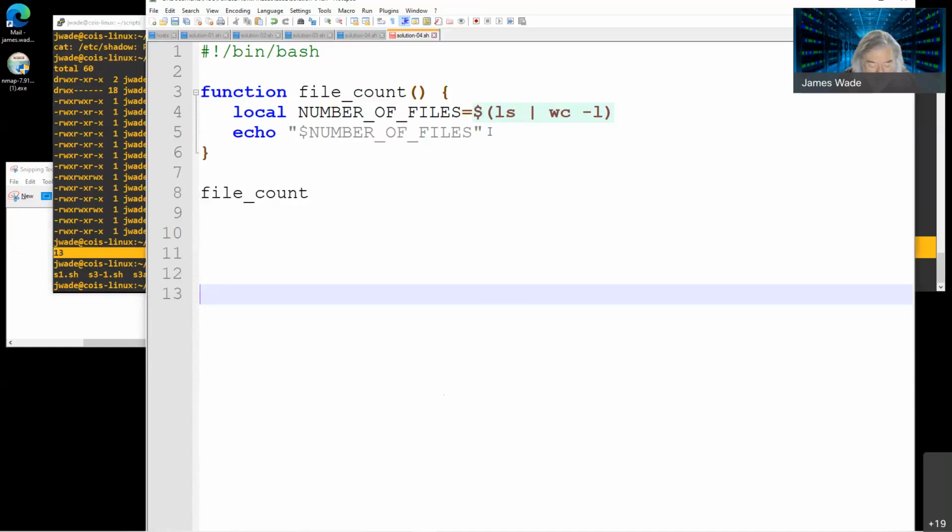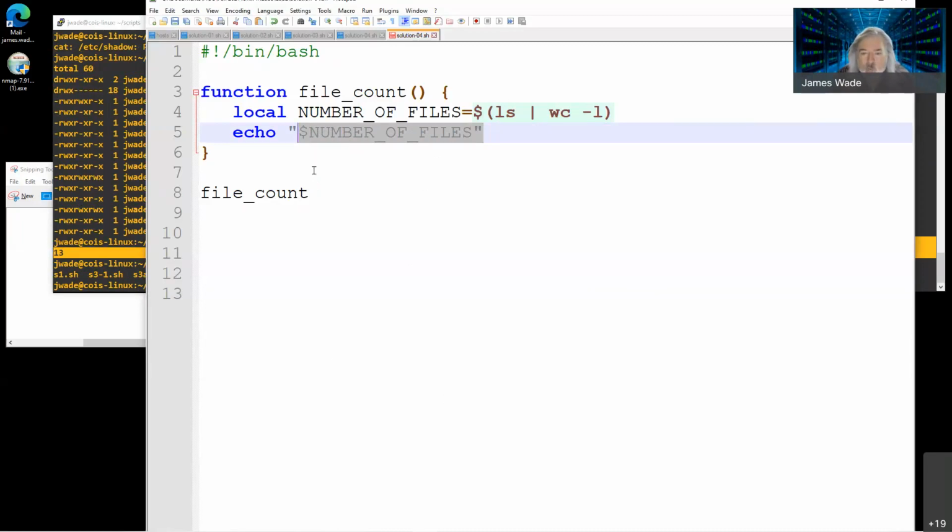And then what's the next thing I do? I say echo number of files. So when I run this, it should just print out the number of files, 13. Make sure it's not 1, folks. When you run it, make sure you've got something in there so it'll actually count it.